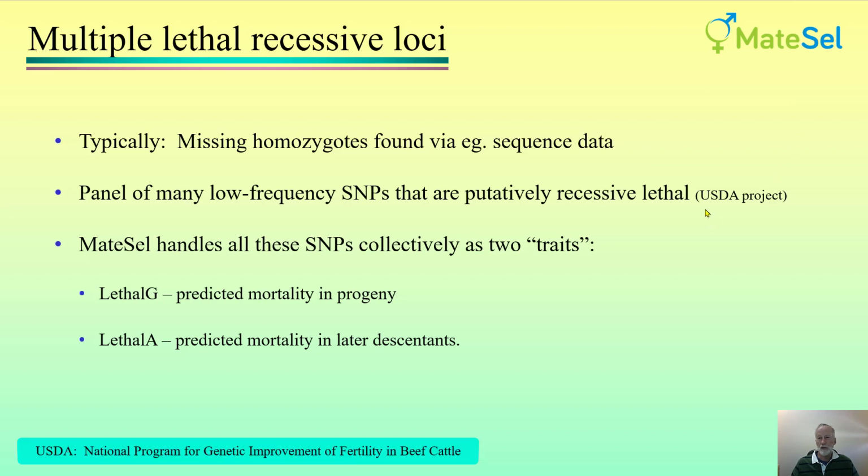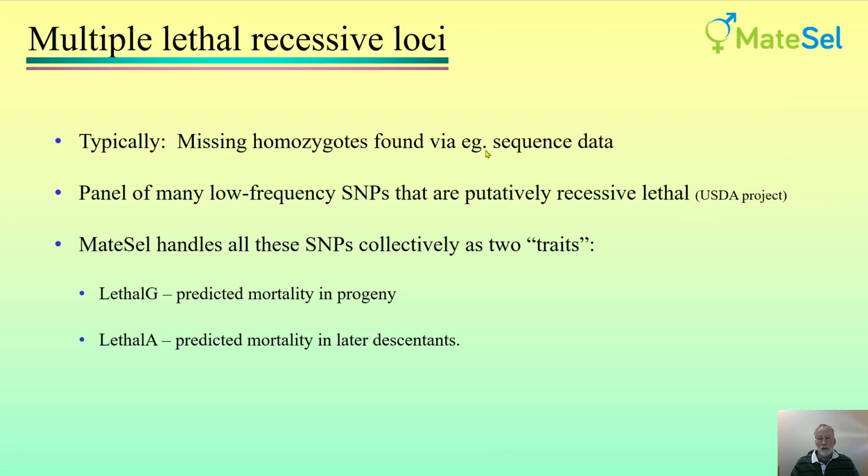Our experiences with a USDA project in beef cattle, where we were looking for missing homozygotes found typically through some sort of sequence data. So one develops a panel of many low frequency SNPs that are putatively recessive lethal, and basically that's because we're finding no homozygotes quite widely in the population and are therefore inferring that we have mortality in utero. So Mate Cell handles all these SNPs collectively as 2 traits. Lethal G, which is predicted mortality in the progeny, and that's basically looking at the genotypes that are predicted in the progeny, hence the G in Lethal G. And Lethal A for additive or average effects, looking for predicted mortality in later descendants.